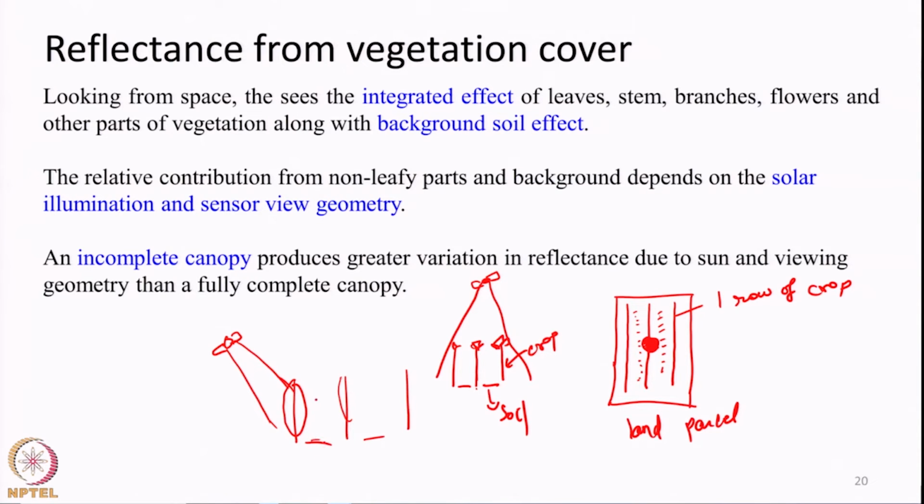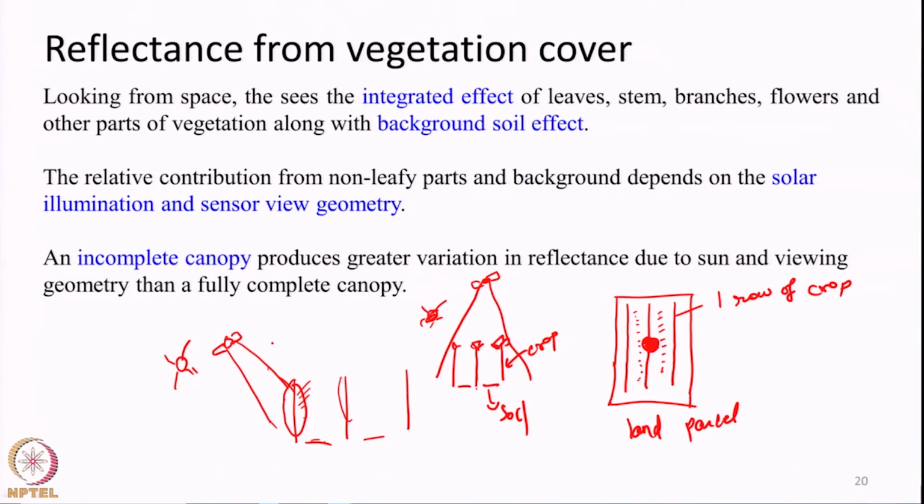And also let us take that the sun is present somewhere here. So, what will happen? The sun is going to illuminate one side of the vegetation, whereas the sensor is seeing the other side. So, essentially the reflectance is going to vary. If the sun is present here, at the same angle as that of the sensor, then the sensor is going to observe a bright portion of vegetation.